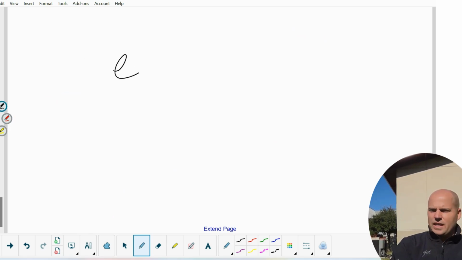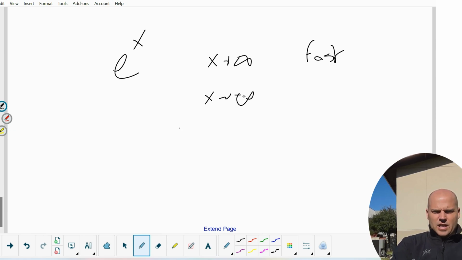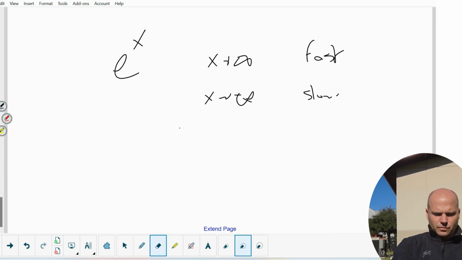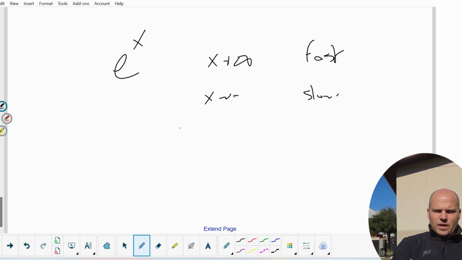exponential functions like e to the x. As x approaches infinity, it's super fast. But as x approaches negative infinity, it'd be like 0. It's the slowest growing function. It'd be 1 over e to the infinity. It would be not even slow, it'd be 0. Okay?